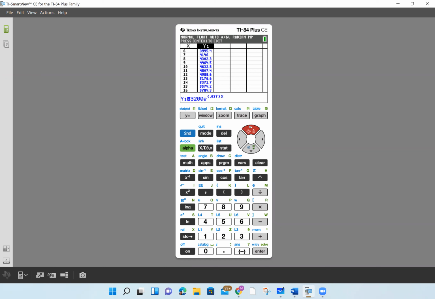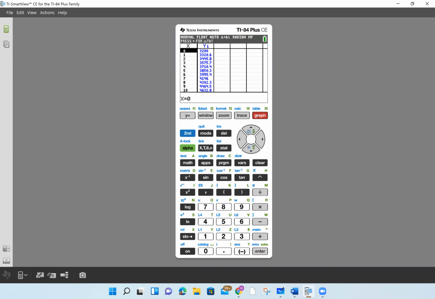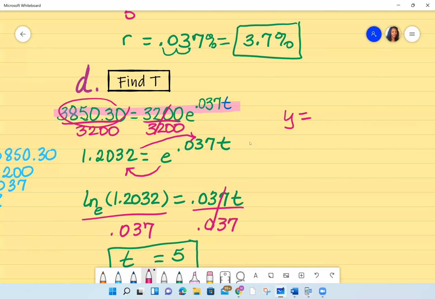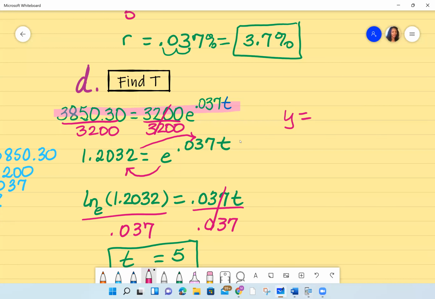Sorry. So if my table, like in this case, is not showing the correct number, what you want to do is you want to go to your second table set and just tell it where you want your table to start. So I'm just going to say 0. And now I can see more numbers. So if I go over to where Y is 3850.30, which is exactly what I was looking for here, 3850.30, I will see that my X, which really is represented by T, is 5. So that's one way I could do it.